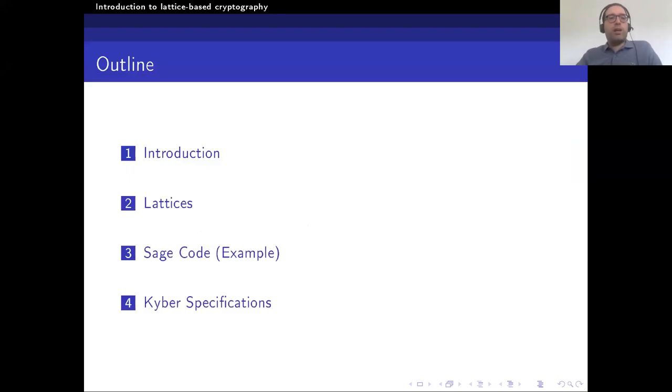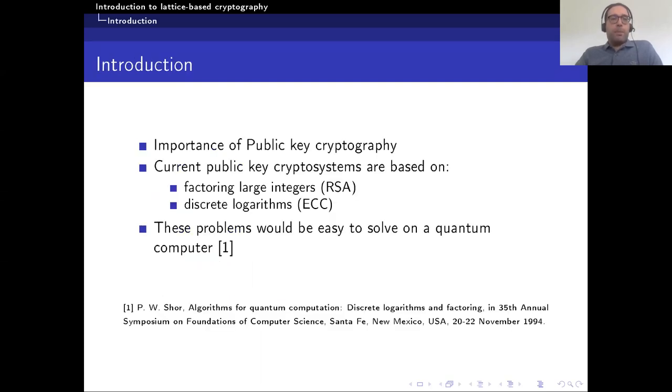In this presentation, we have an introduction about the different crypto systems, including the classical and post-quantum schemes. Then we will review lattices and how we can create a lattice-based crypto system. Then we have a Sage code describing an example of lattice-based crypto. And then we will review the Kyber specification. Kyber is one of the finalist post-quantum schemes using lattice-based crypto. Then we will review its specification and compare it with other crypto schemes.